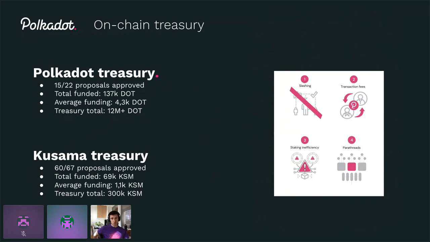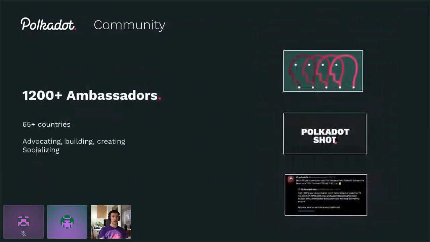So right now we've got 2 treasuries. Obviously, each network has its own. There's some stats written on here, but if anybody is particularly interested in this, please make sure to reach out to myself. I'm happy to help you out with navigating the landscape of creating an on-chain treasury proposal and all of that. But really, this is an extremely important part of the ecosystem.